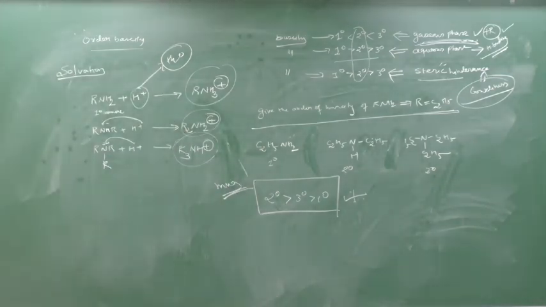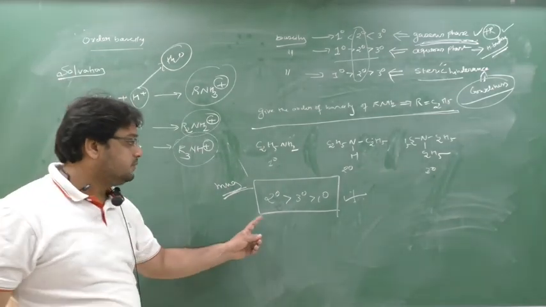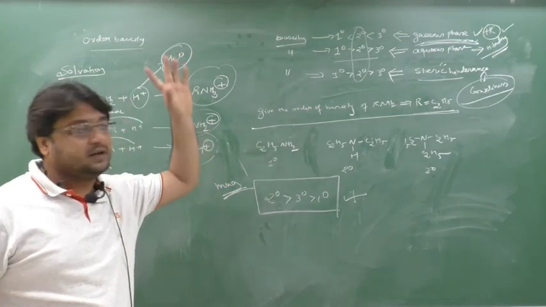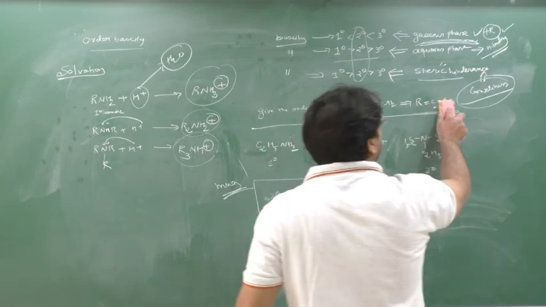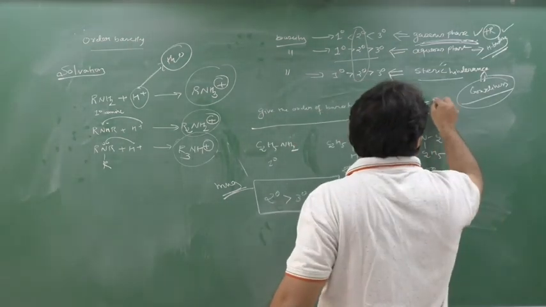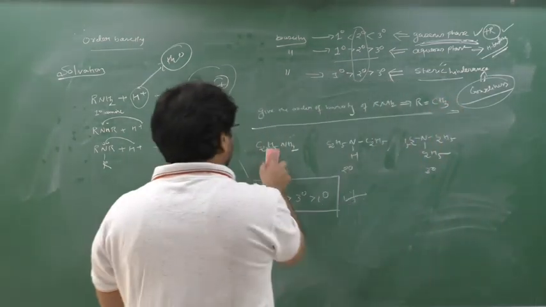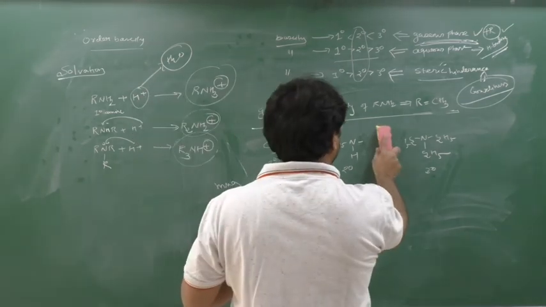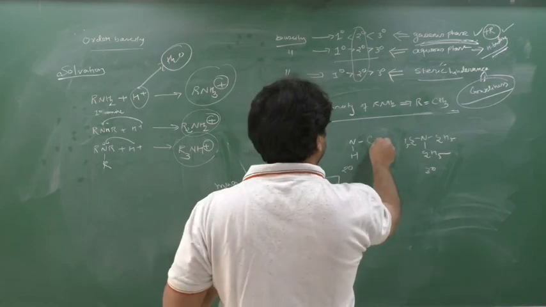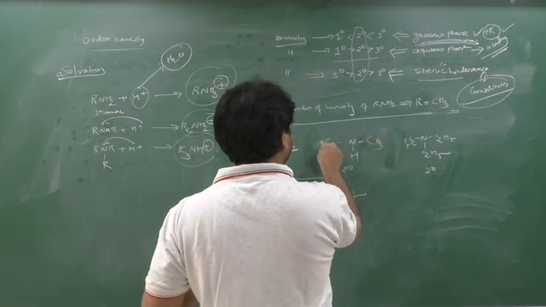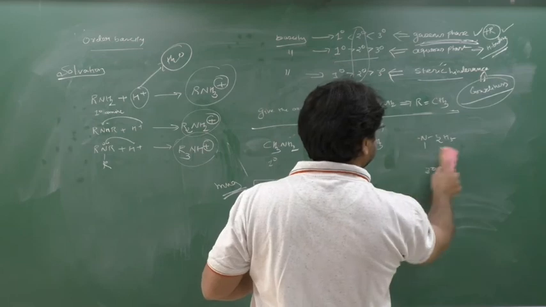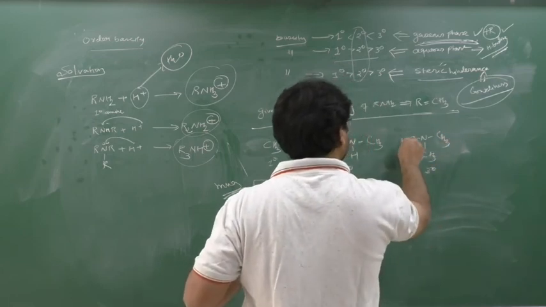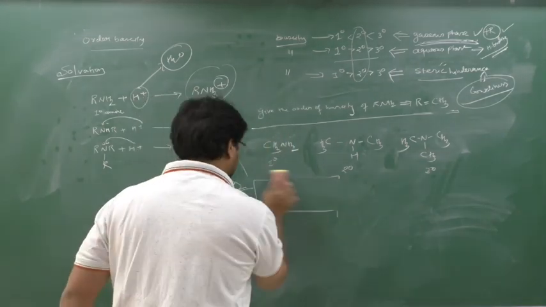Chalo, if I change the question: 2 degree greater than 3 degree greater than 1 degree is for R equal to ethyl. If R becomes methyl, CH3NH2, then CH3, CH3 here also, and CH3, CH3, CH3. Okay? Now who will be more basic?